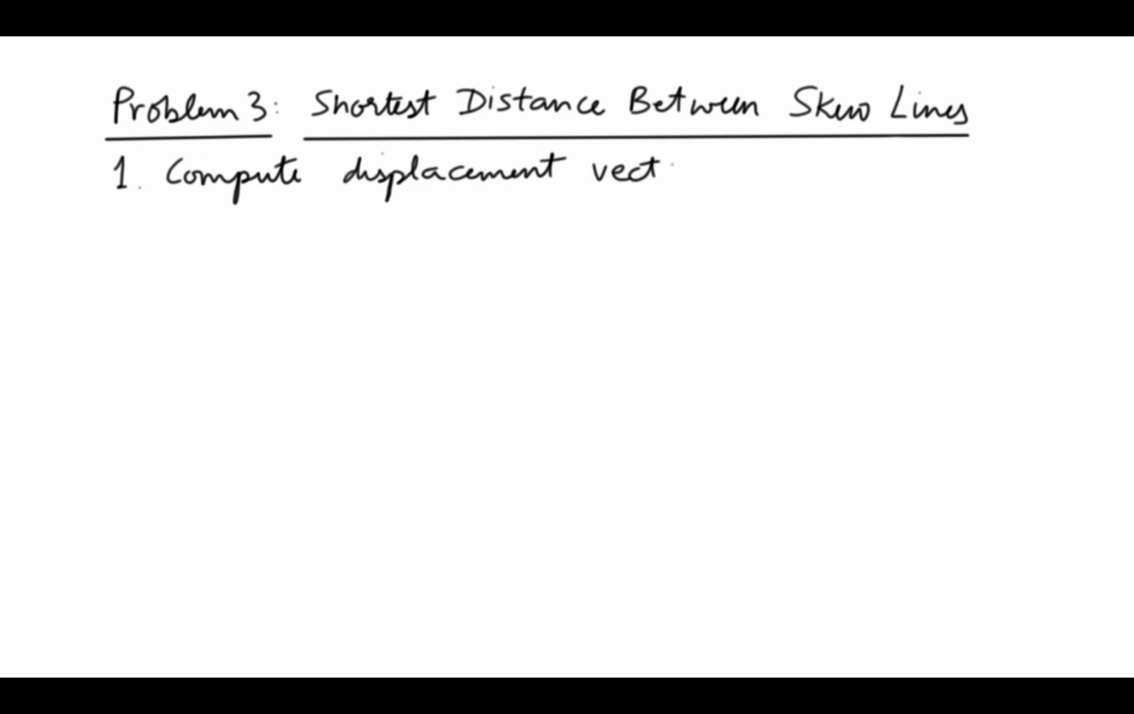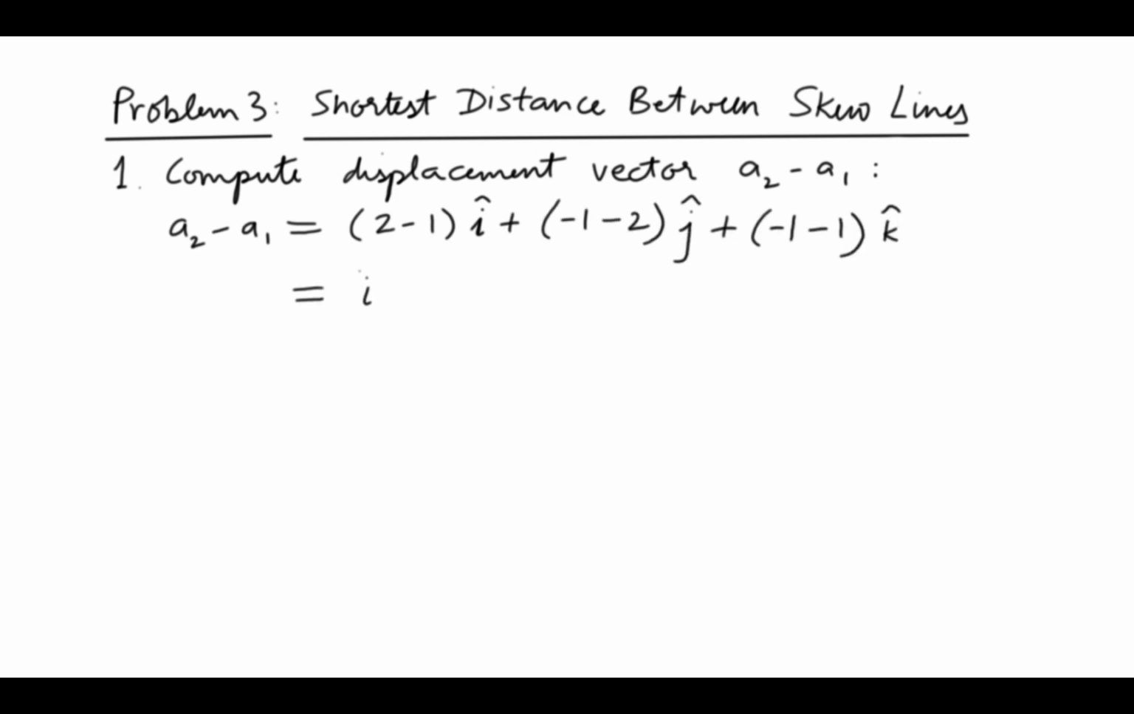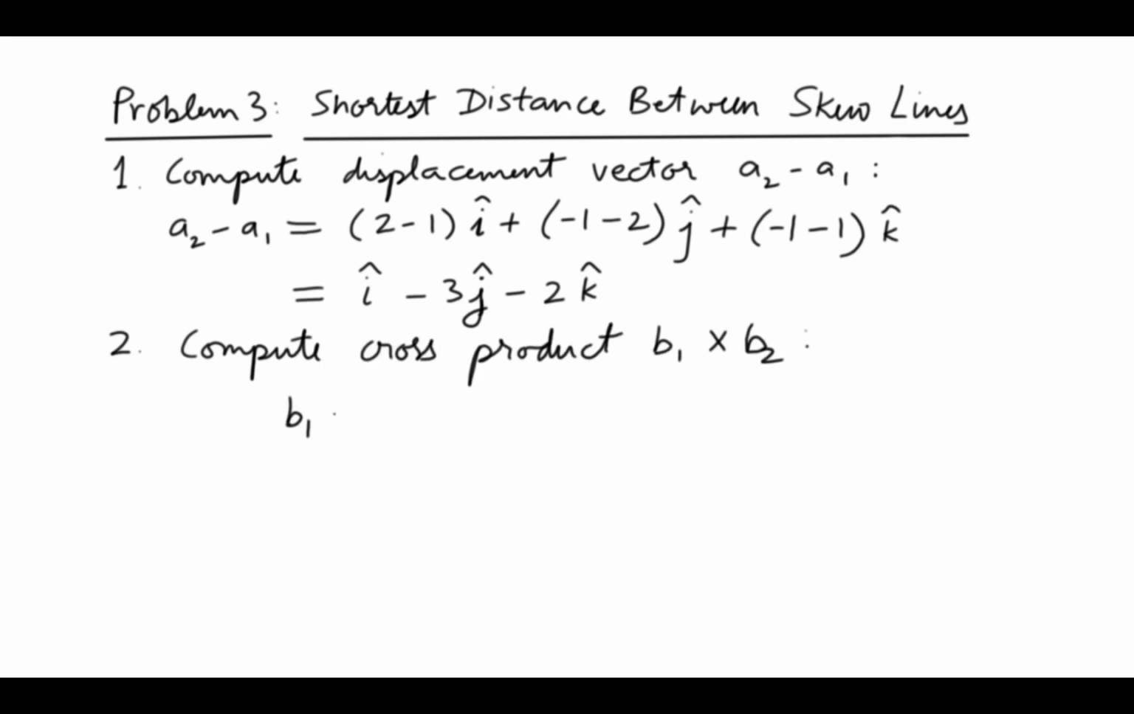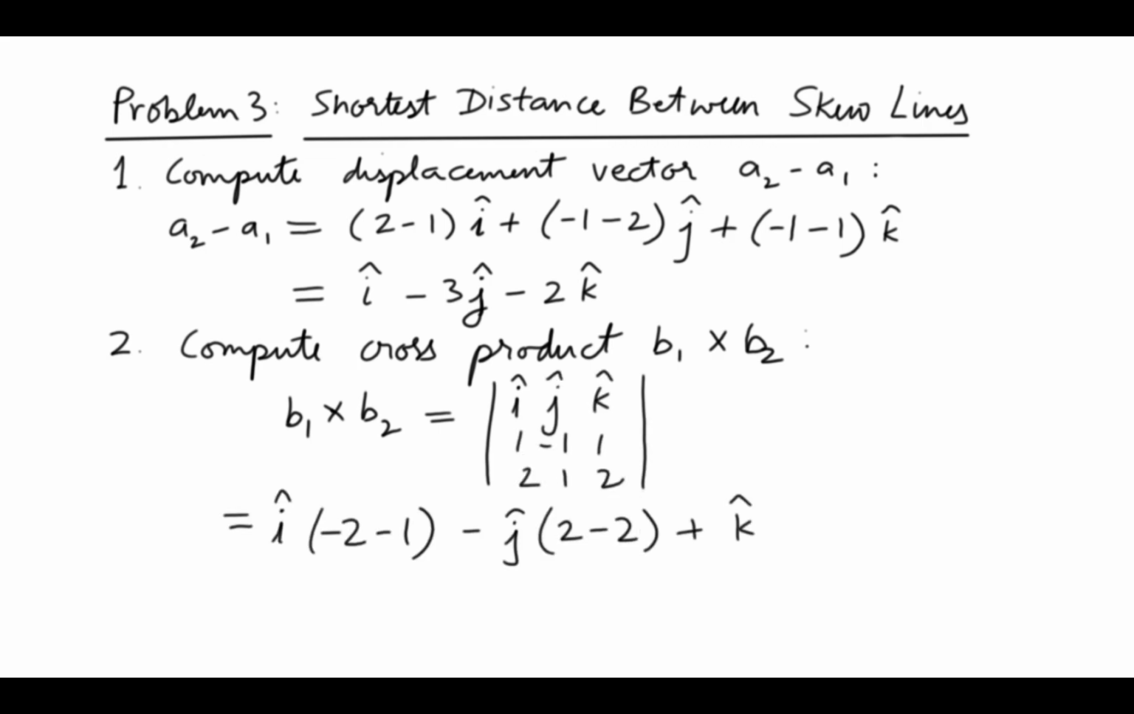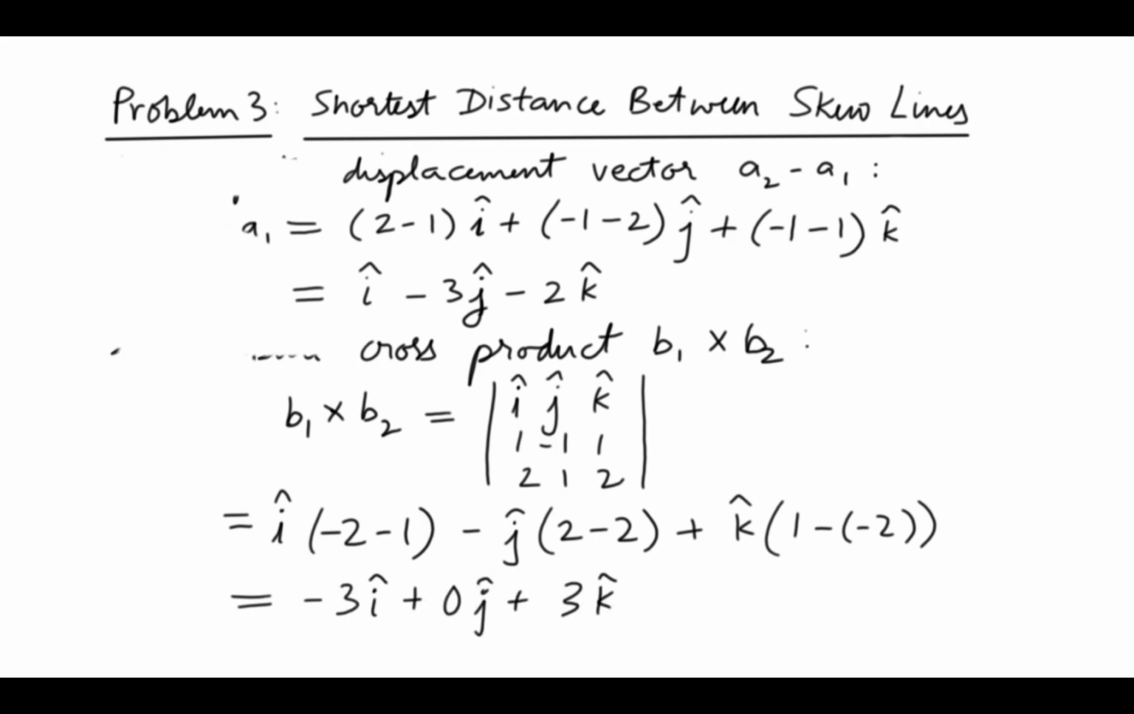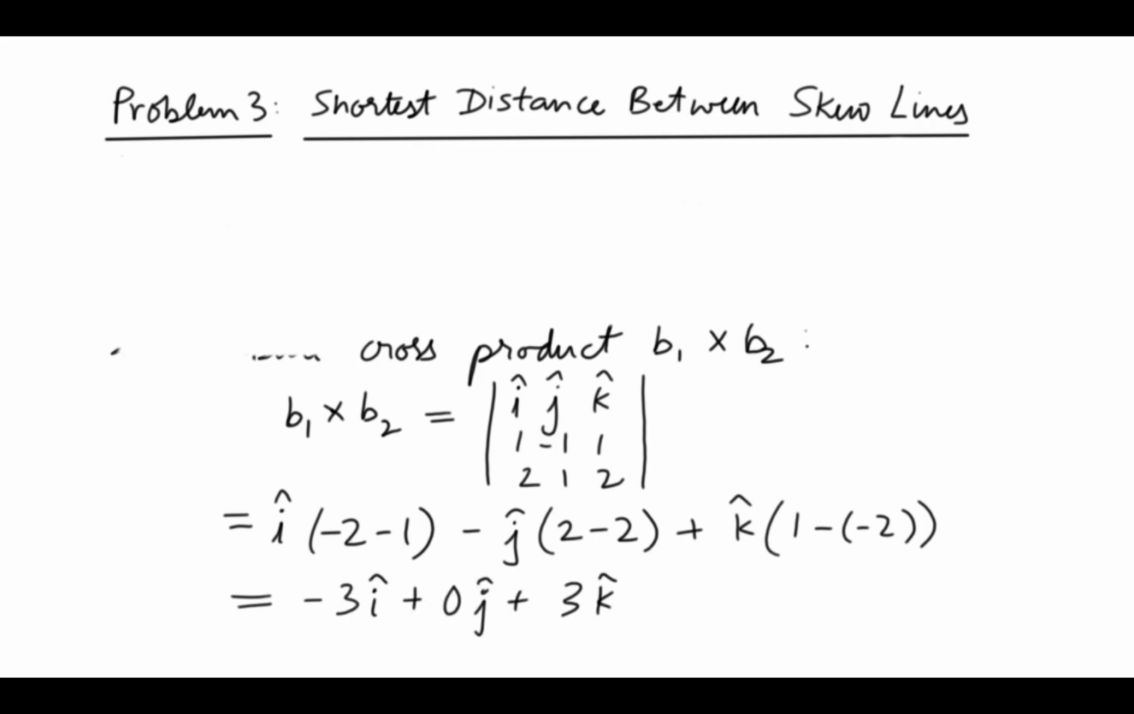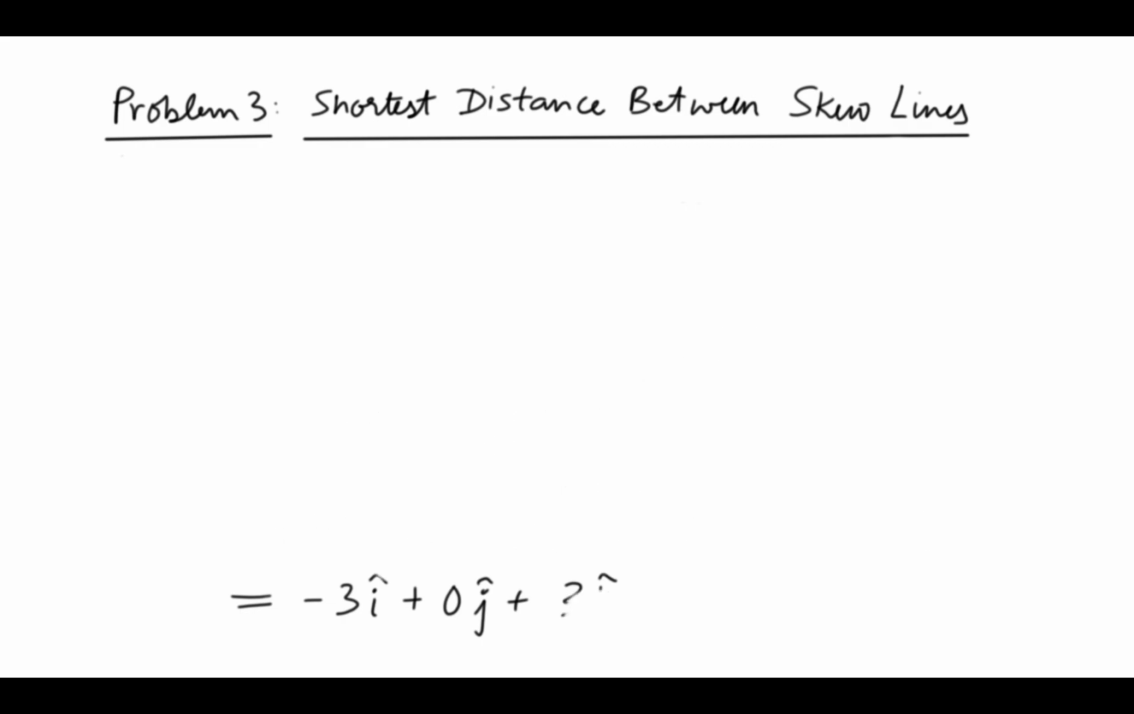The next steps will require around 5 steps to get the final answer. The first step is to compute the displacement vector a2 minus a1 as shown on screen. Step 2 is to compute the cross product b1 cross b2 using the determinant. It's easy to calculate using the determinant.